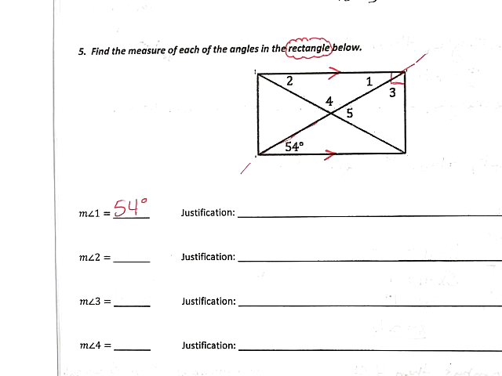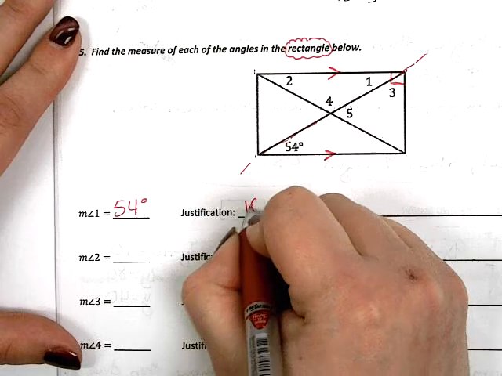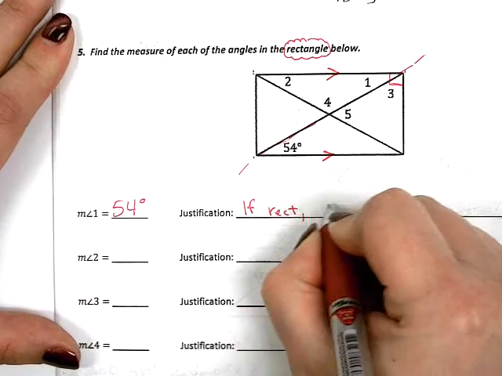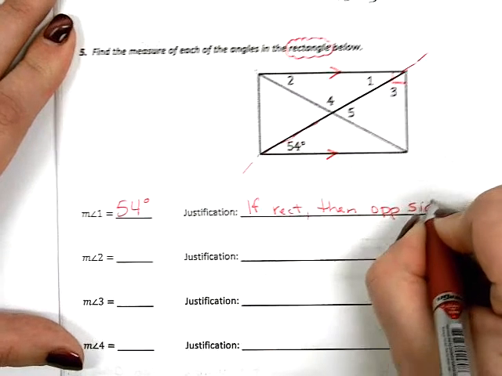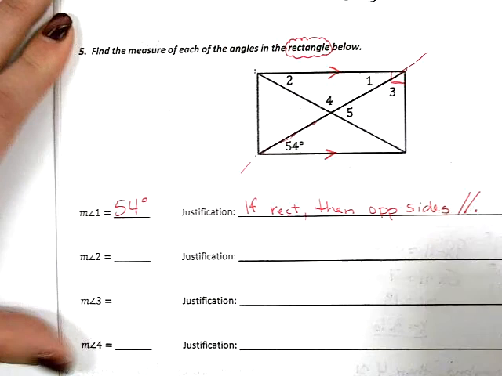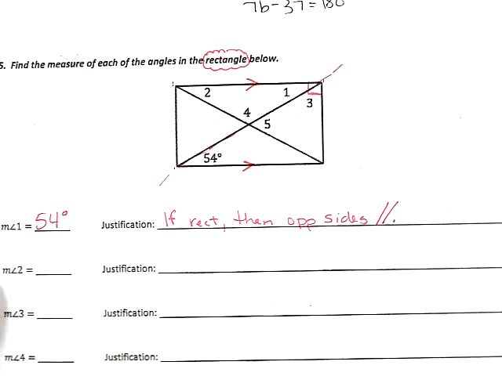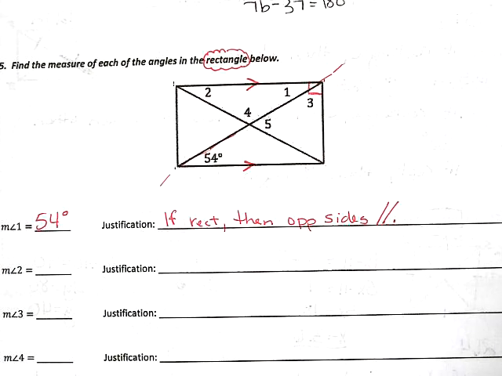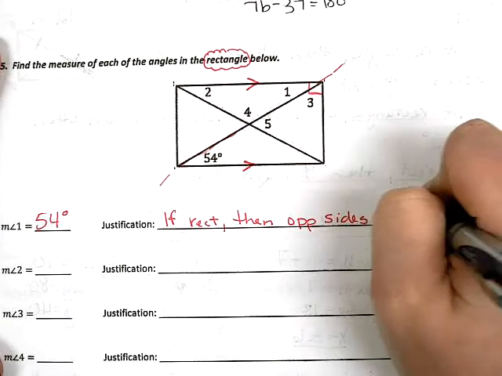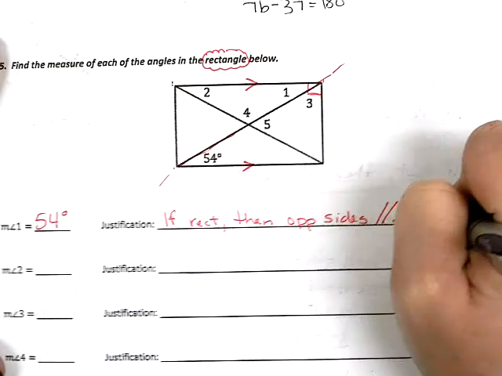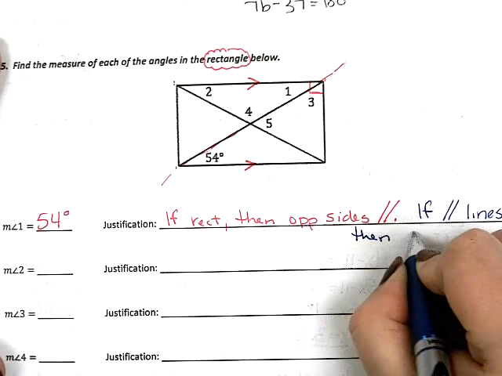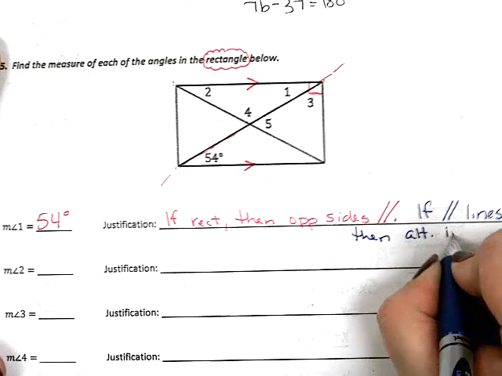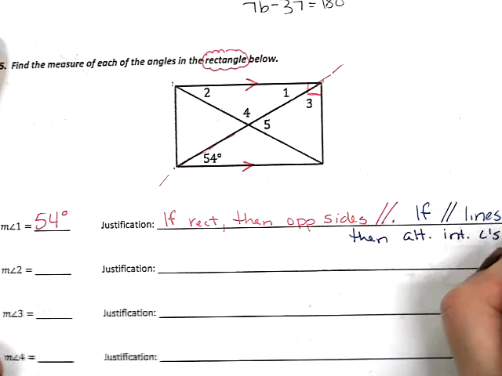Okay? Now, the justification for that is a little strange. It starts out with if rectangle, then opposite sides parallel, right? But we can also follow that up with, well, how do we know it's actually 54? Cool, I got some parallel lines, but then I'm going to have to follow it up with if parallel lines, then alternate interior angles are congruent, right?